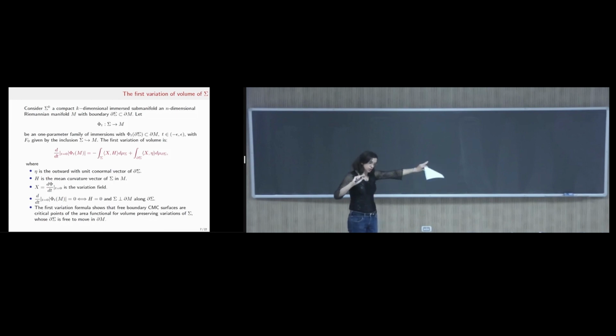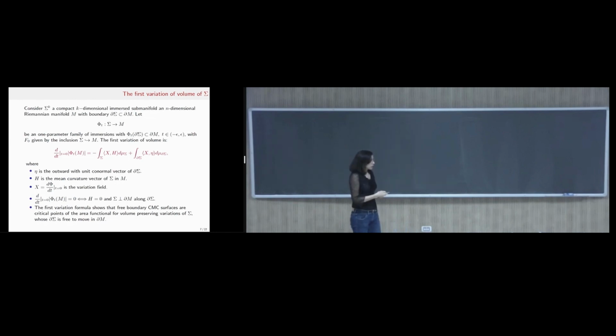I used this yesterday to motivate the study of free boundary, but now I want to calculate the second variation, okay? Why? Remember in the first class, when I began the class with the results of Barbosa and do Carmo, when I talked with you about stability, we need to calculate the second variation, okay? Because if you have stability, the second variation is greater than or equal to zero, remember?